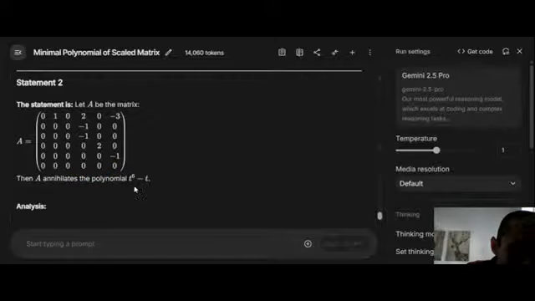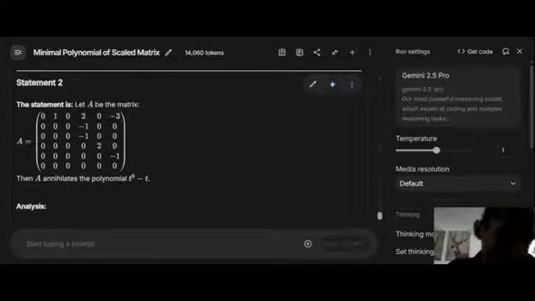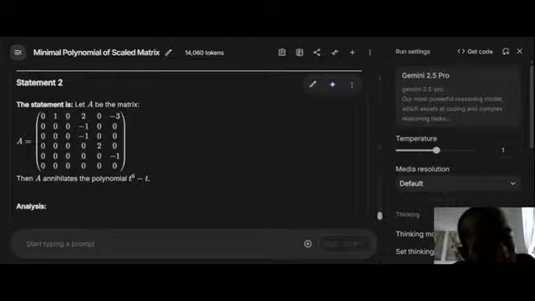We need to say if it's true or not. If A is this matrix, then A annihilates the polynomial T to the power of 6. This is an upper triangular matrix. So we can conclude that the only eigenvalue of A is 0, and it's 1, 2, 3, 4, 5, 6 degrees. So it is only T to the power of 6. This is the characteristic polynomial.